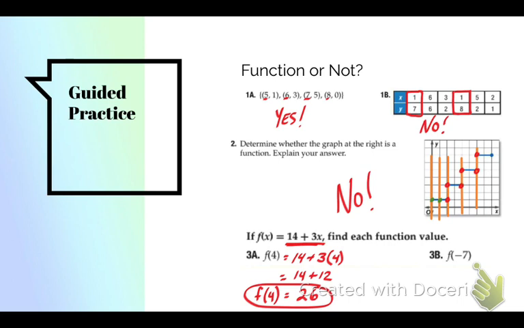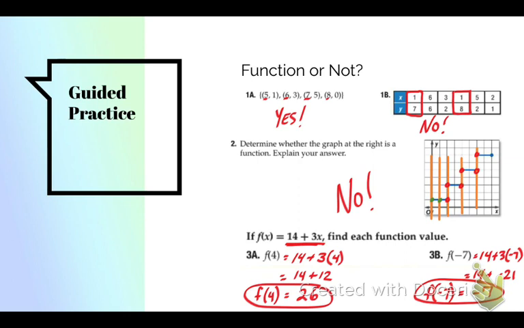My last one, same function, but this time we're plugging in -7. So I've got 14 plus 3 times -7, which is 14 plus -21. When I solve that or simplify that, my function at -7 is going to be -7. 14 minus 21 is -7. So those would be my answers. Hopefully that makes some sense.